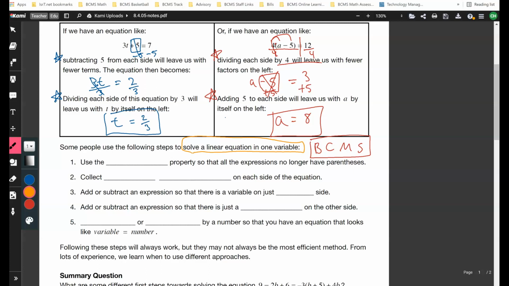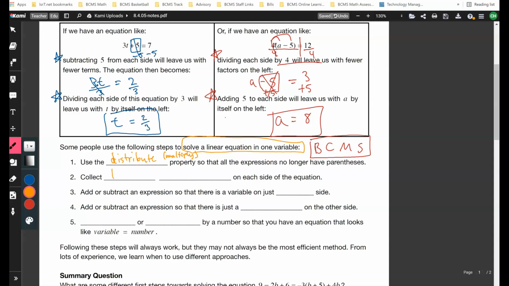So the first thing a lot of us do, right, is we begin with parentheses. So we use the distributive property, right? Which, remember, that means multiply. So I'll make a note of that right here too. When we use the distributive property, multiply so that all expressions no longer have parentheses. We want to get rid of that, right? So we use that distributive property to get rid of those parentheses.